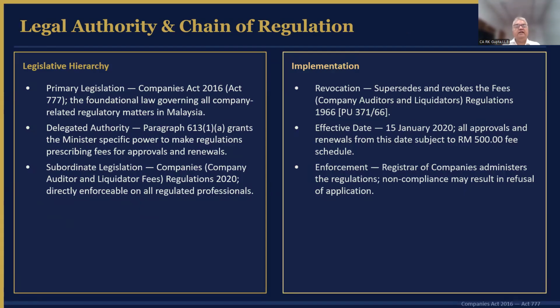Legal authority and chain of regulations. Let us see the legislative hierarchy. So the primary legislation governing all this is the Companies Act 2016, which is Act 777, the foundation law governing all company related regulatory matters in Malaysia.